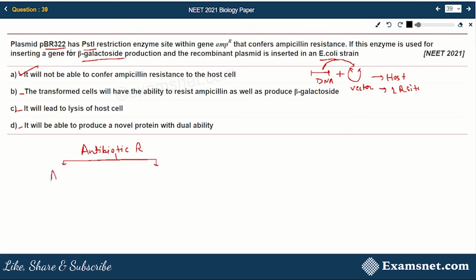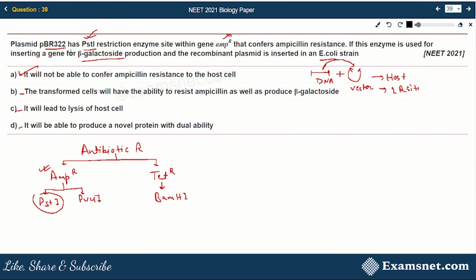These are the ampicillin resistance gene and the tetracycline resistance gene. The recognition sites present in the ampicillin resistance gene are PstI and PvuI. Whereas the tetracycline resistance gene has only one recognition site, that is BamHI, right? But here we have to consider the PstI site of the ampicillin resistance gene because this is mentioned in the question.